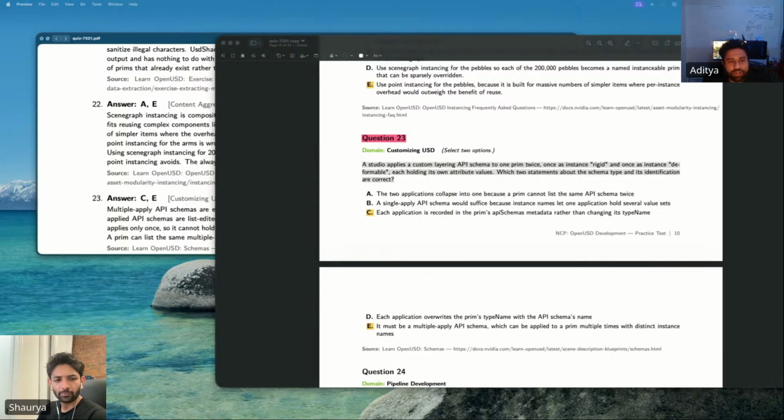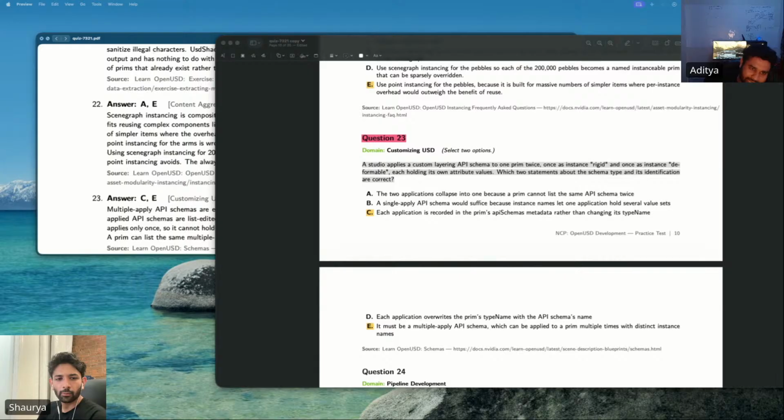A studio applies a custom layering schema to one prim twice, once as an instance rigid and once as a deformable, each holding its own attribute values. Which two statements about schema type and its identification are correct? It must be a multi-apply schema, which can be applied to a prim multiple times with the instance name, and each application is recorded in the prim's API schema metadata rather than changing its type name.